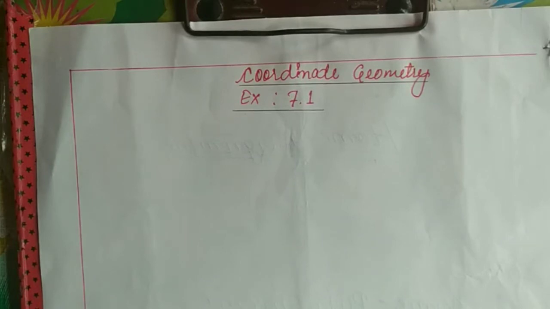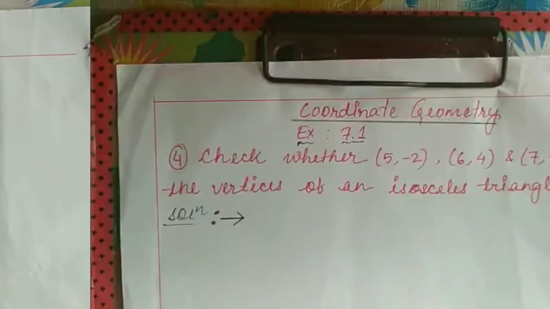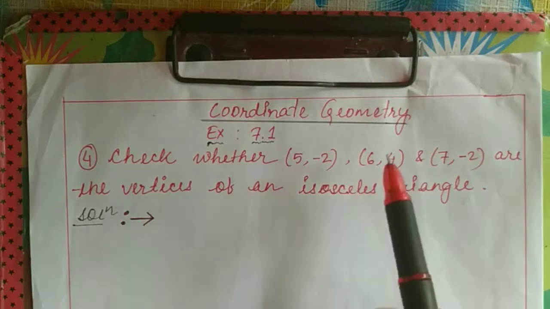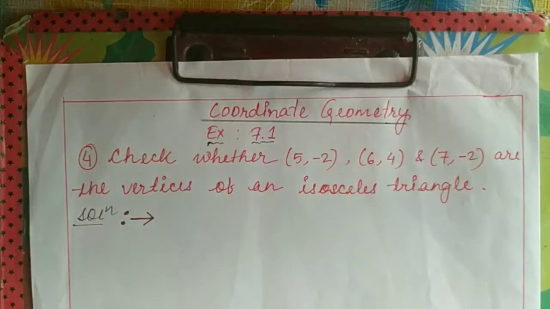So today I am going to discuss the rest part of exercise 7.1. It is from question number 4. So let's start the video. Okay, question number 4. The question is that the 3 points of a triangle are given, that is, the vertices are given. So we have to show that the triangle is an isosceles triangle.